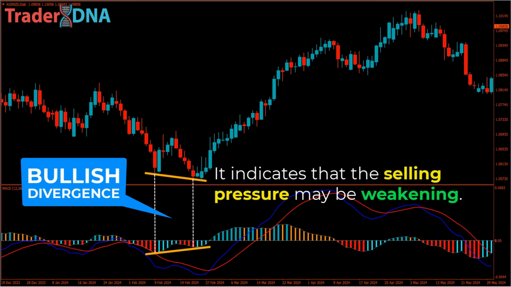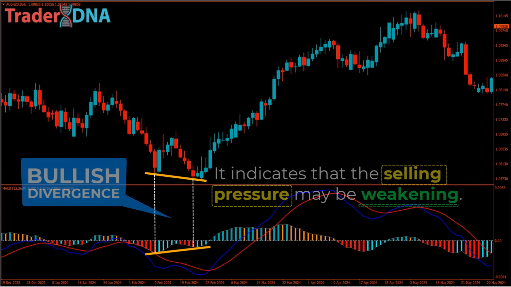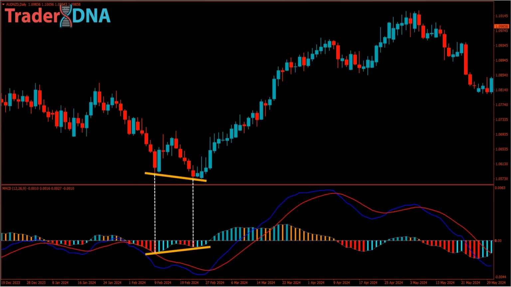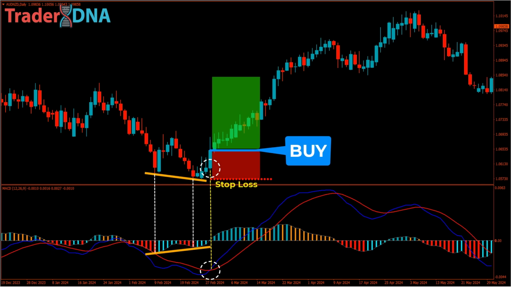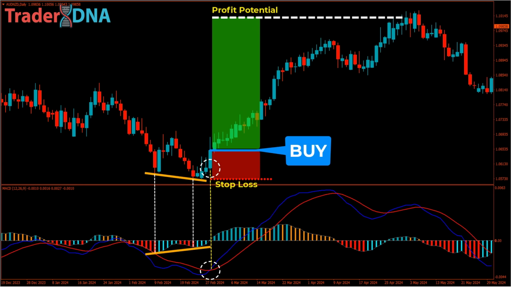This phenomenon often indicates that the selling pressure may be weakening, which could lead to a reversal in the price direction. After this specific bullish divergence occurred, we witness the market moving higher, validating the predictive power of this signal. Understanding how to recognize and interpret divergence can significantly enhance your trading strategy.